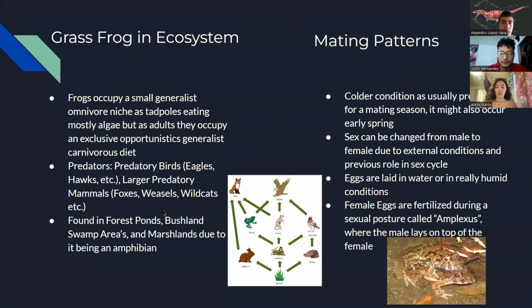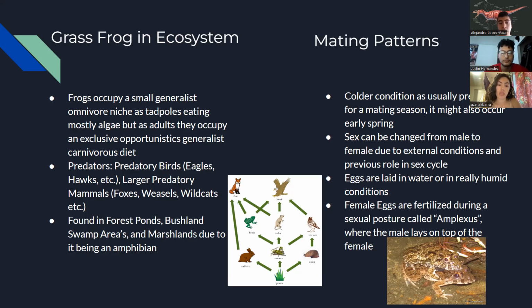So, the grass frog and its ecosystem: it occupies a small generalist omnivore niche as tadpoles, eating mostly algae and some other small invertebrates when they grow slightly older. But as they go through metamorphosis and turn into adults, they start occupying an exclusive, opportunistic, generalist carnivorous diet. Essentially, that means they can eat a wide range of other organisms, even small rats and small mammals, and possibly other reptiles if given the opportunity. But they mostly feed on insects since it's the most common food source.